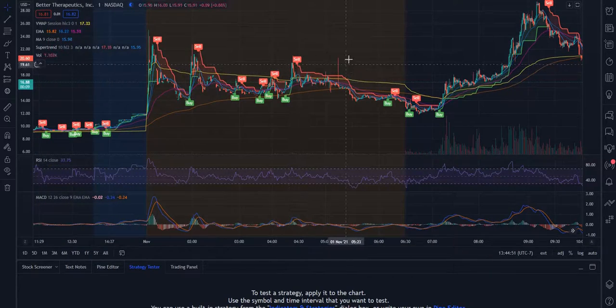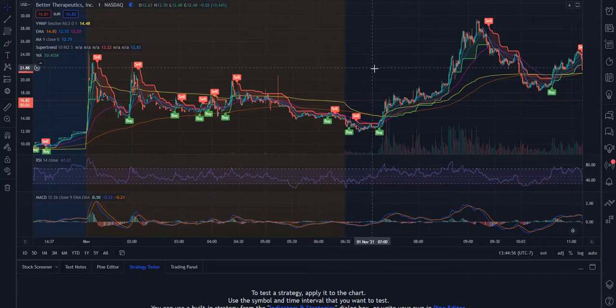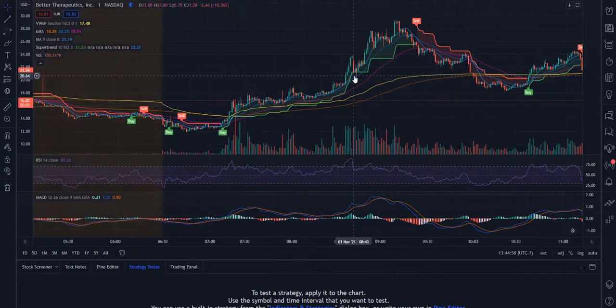Once I see that, I know that this thing has the potential, more than likely, to keep running, or at least for a certain amount of time. So I'm going to feel very confident about taking that trade with the proper risk management. And of course, it eventually did that.